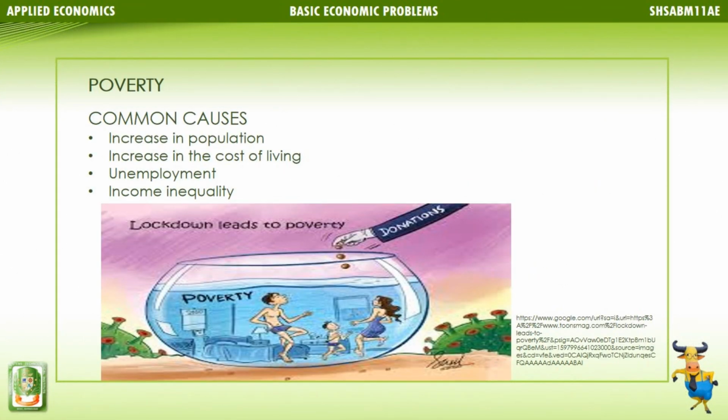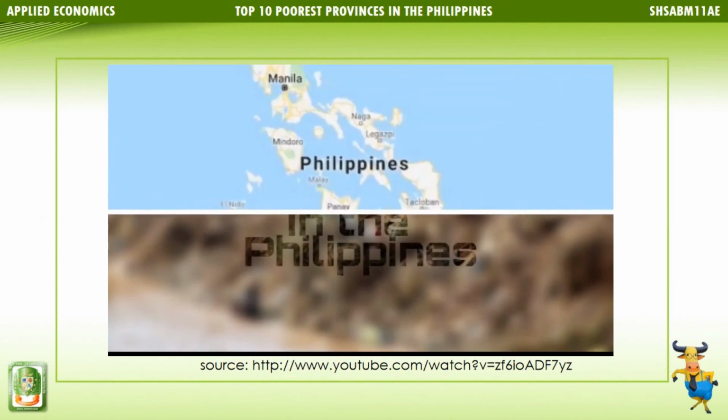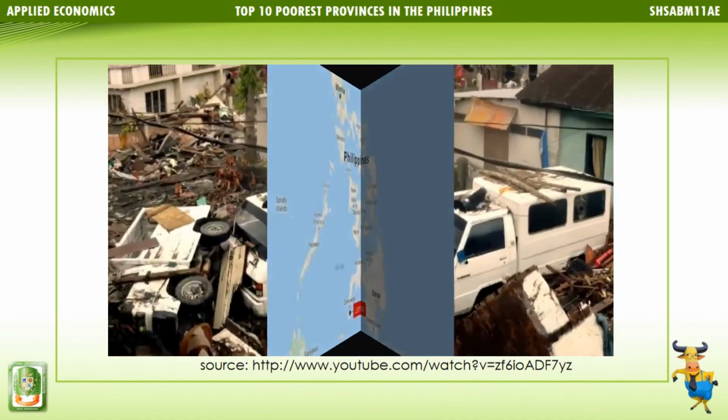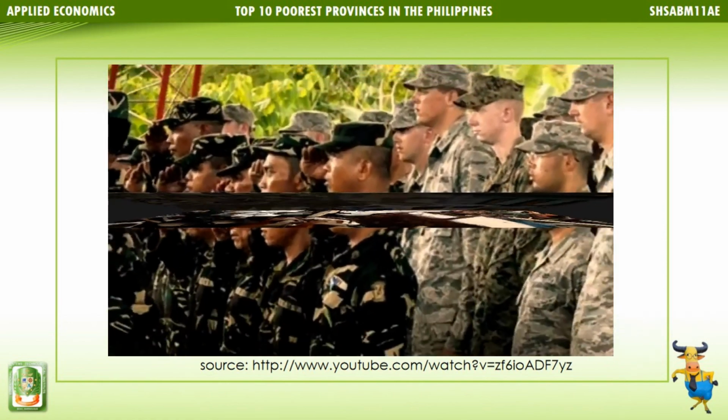Poverty. What are the common causes of poverty? Increase in population, increase in the cost of living, unemployment, income inequality. In the Philippines. The Philippines is considered the most disaster-prone country on Earth, including typhoons, earthquakes, volcanic eruptions, floods, landslides, and military action against the Muslims.